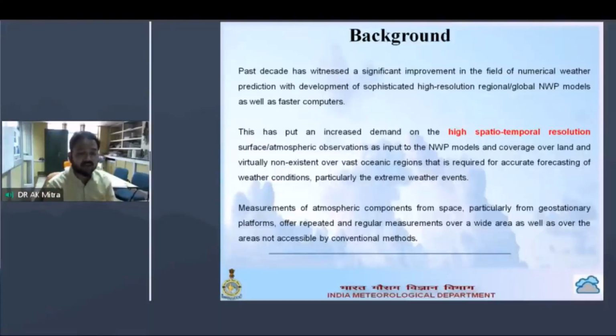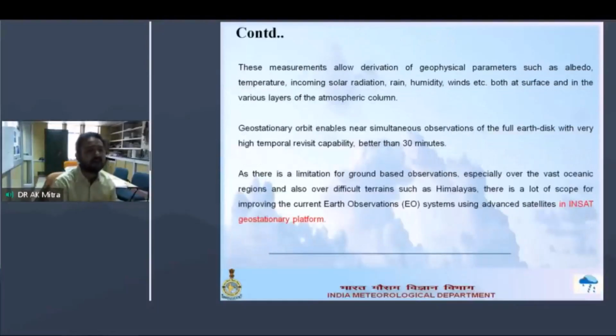So the measurement of atmospheric components from space, particularly from the geostationary platform, offers us repeated, regular measurement over a wide area as well as over areas not accessible by conventional methods. From space, there are a number of geophysical parameters such as albedo, temperature, incoming solar radiation, rain, humidity, winds. So all these products we are getting at regular intervals, and these enable us to get observation of the full disk at better than 30 minutes.